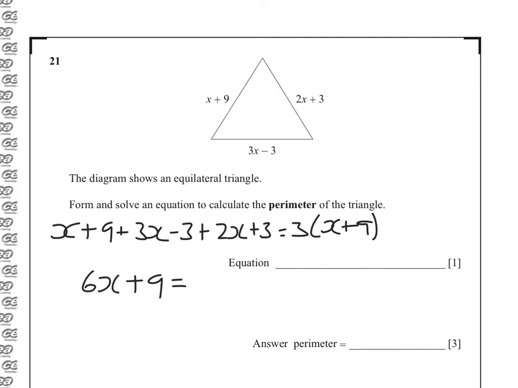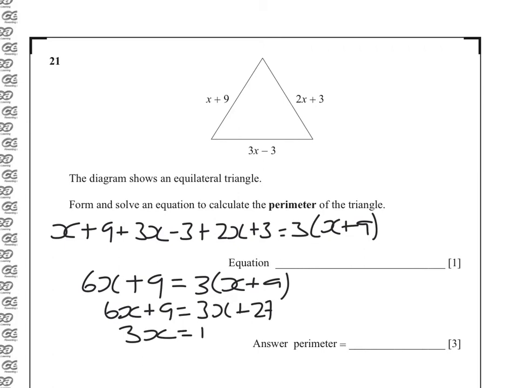So 6x plus 9 has to equal 3 times x plus 9. So 6x plus 9 has to equal 3x plus 27. So 3x is 18 and x would be 6, which means that the perimeter of the triangle is 6x plus 9. 6 sixes are 36 plus 9 is 45.